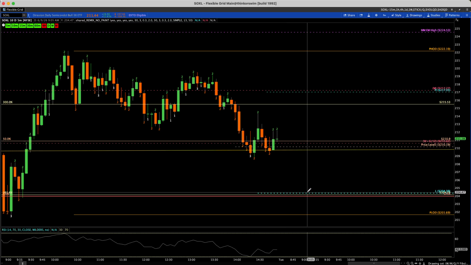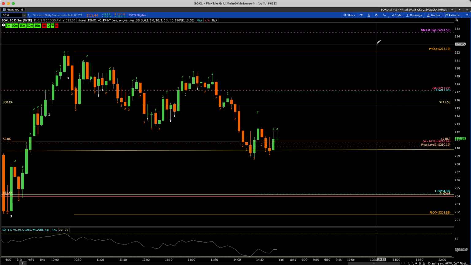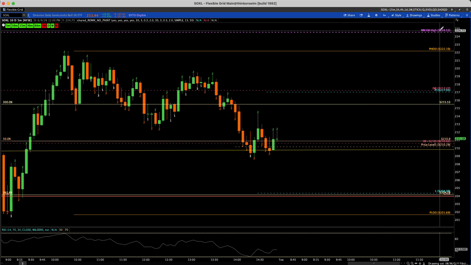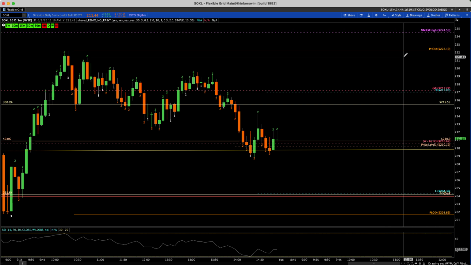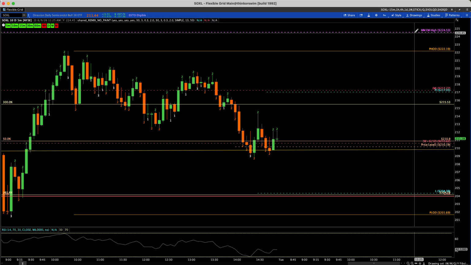210.62, which is just barely below where we closed, right? And actually in after hours, we've already seen price go down to that 207 level. And actually we're down there right now, 207.62.